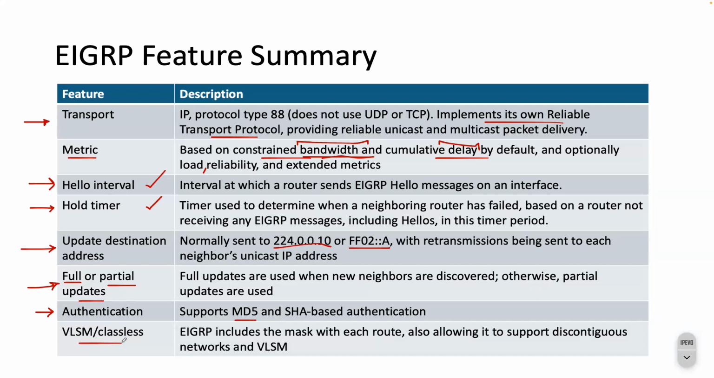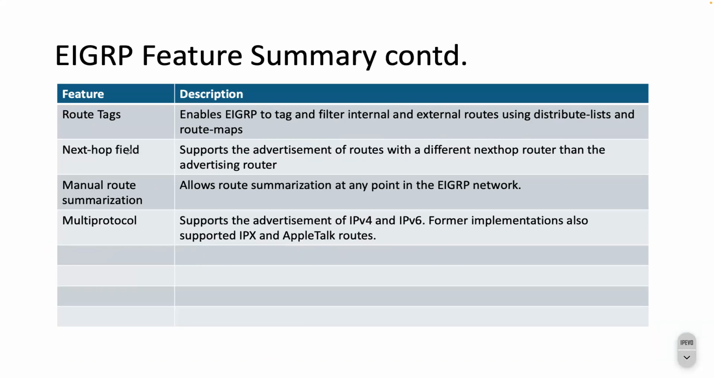VLSM or classless, same as we discussed: it includes the mask configured with each route while advertising. So it supports variable length subnet masks or discontinuous networks also. Route tagging it also supports. We can tag certain routes to avoid loops or filter our routes. We will definitely see this; it is in our syllabus.